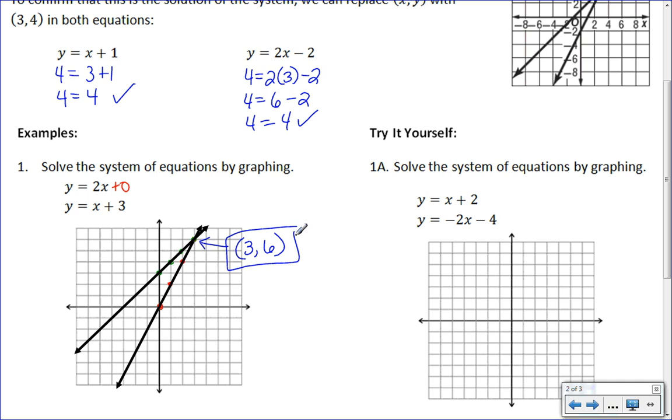Okay. So for the try it yourself problem, you're going to do the same thing. Both equations are in slope-intercept form already, so you should be able to use the slope and the y-intercept to graph each one and look for where they intersect. So pause the video, graph those two, and come up with your solution, and then press play to check your answer.